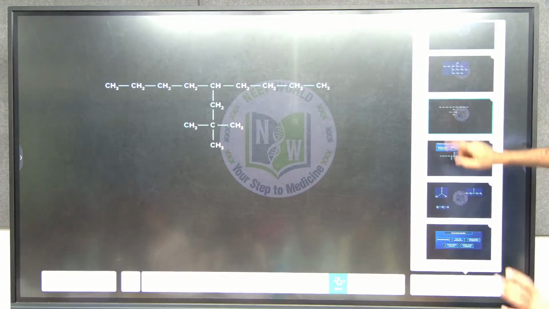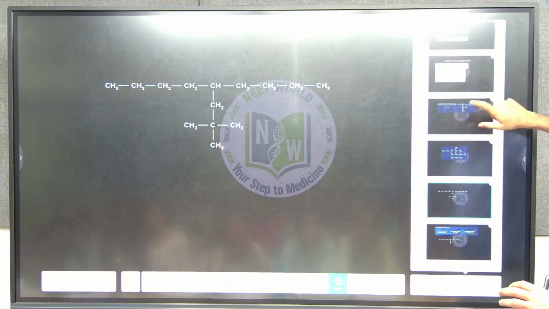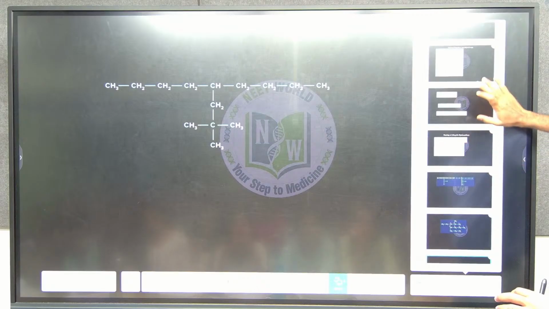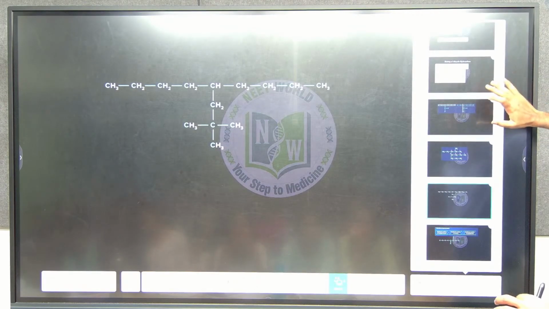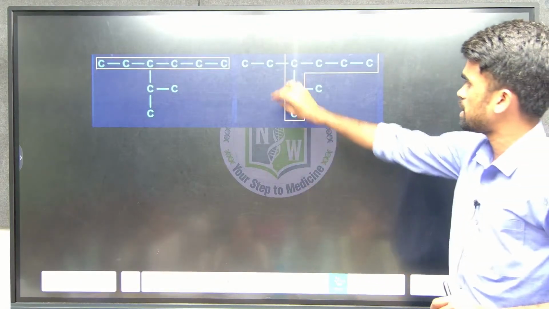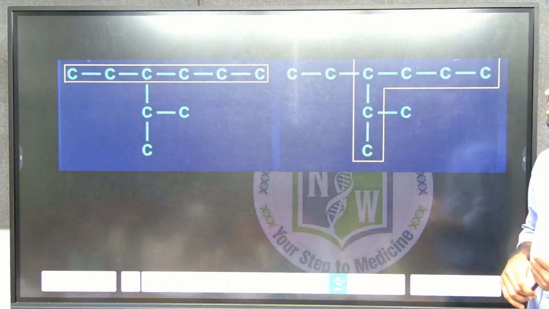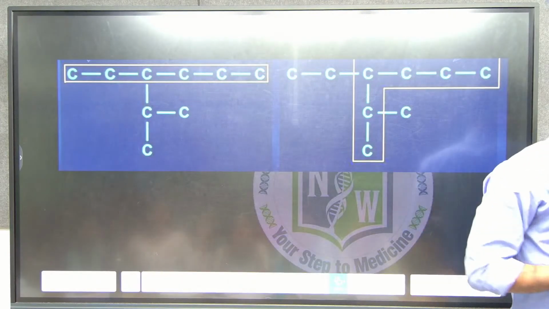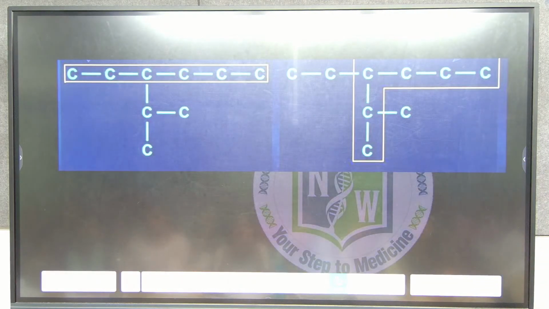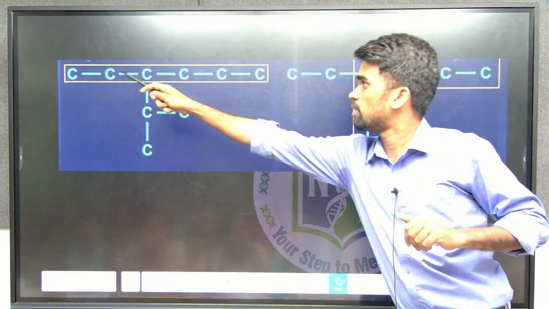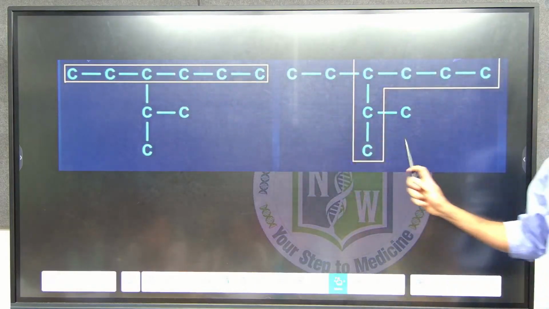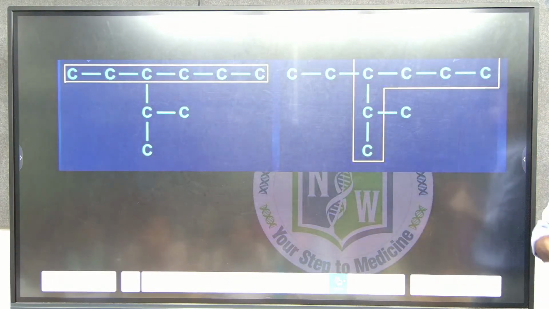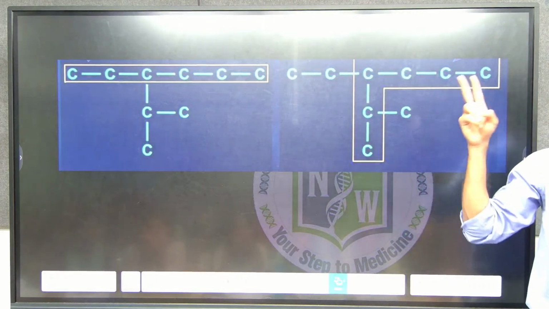We already discussed all these examples, if you remember. Okay, let me give you one or two examples. Identify the proper numbering of these chains, which is correct, 1 or 2. Identify the longest carbon chain. How many are there in the longest chain here? 1, 2, 3, 4, 5, 6. Here 1, 2, 3, 4, 5, 6. So both of them have the same number of carbons in the main chain.